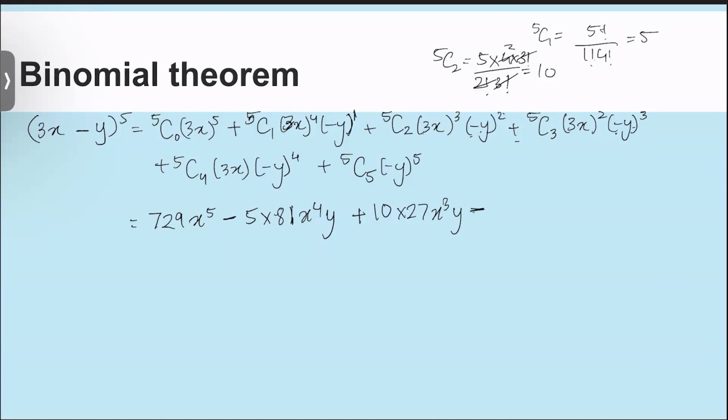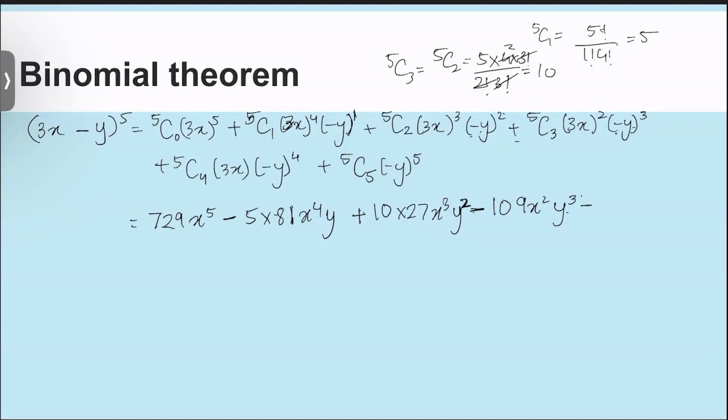Then you have 5C3. Okay, so 5C3 will be similar to your 5C2. Okay, so this again becomes 10. Now you have 3x squared. Okay, so 3x squared will become your 9x squared y. Okay, sorry, over here I forgot the power of y. Okay, so this will be y squared and this is y cubed.